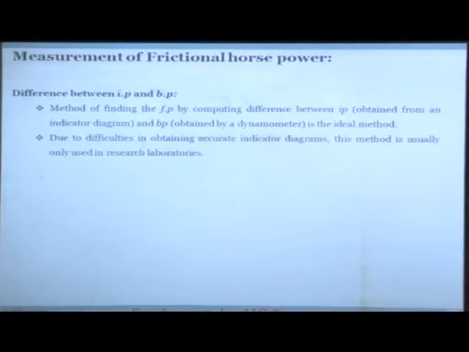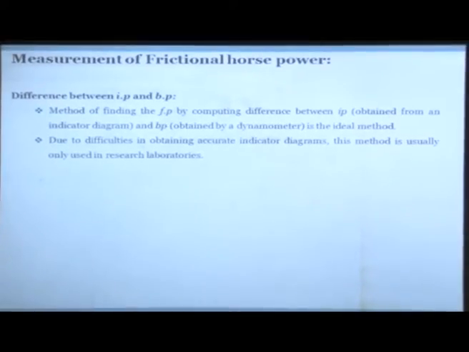The next method is the difference between the indicated power and brake power. Finding the frictional power by computing the difference between IP and BP is the ideal method. Due to the difficulty in obtaining the actual indicator diagram, this method is usually only used in research laboratories. If you want to calculate the indicated power, you have to put a pressure transducer in the cylinder and measure something called the pressure crank angle history. That means how the pressure changes in one cycle. This is called the P-theta diagram.